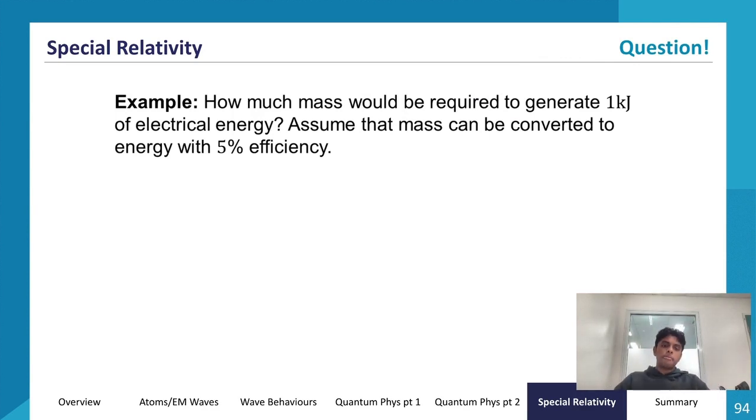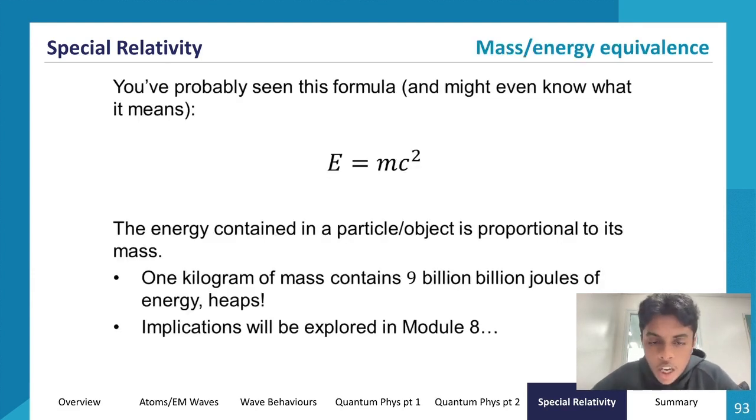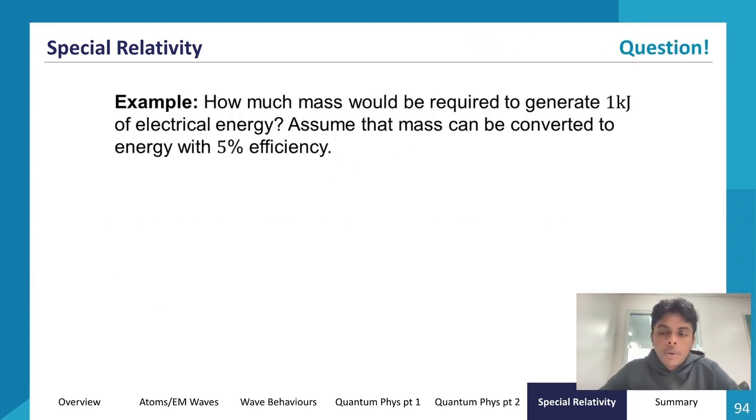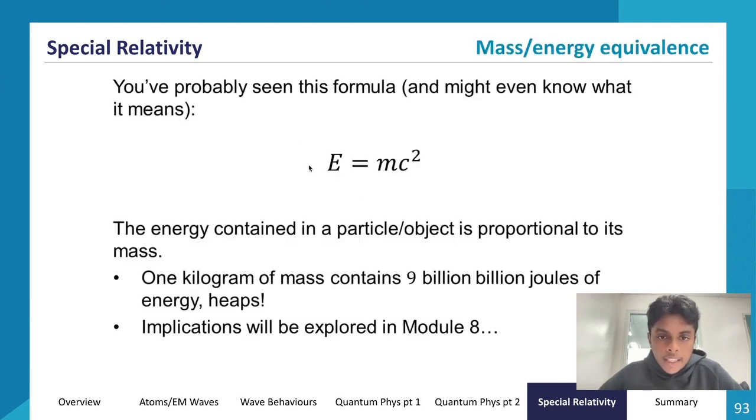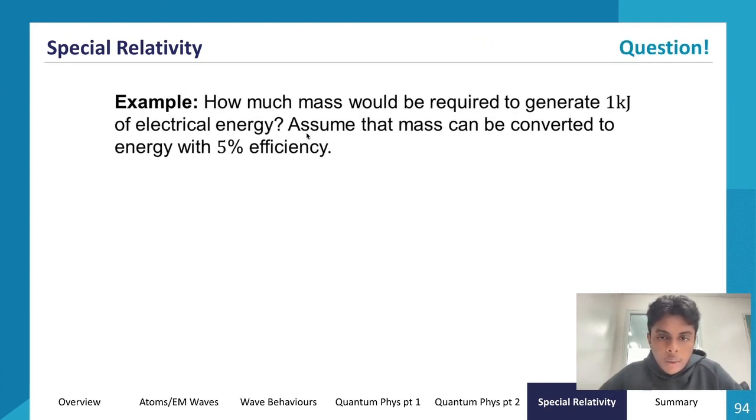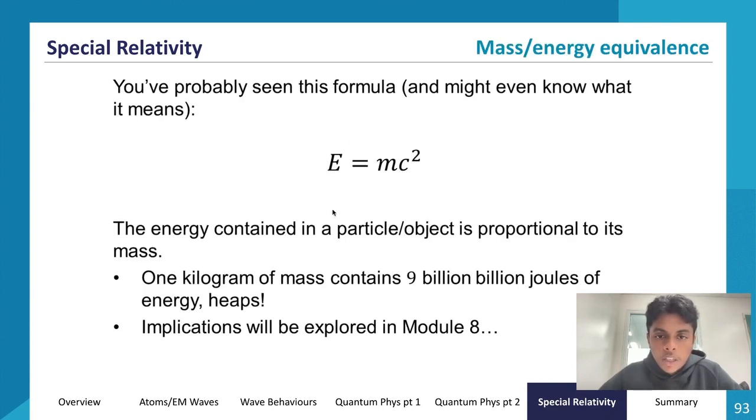Quick question now. How much mass is required to generate 1 kilojoule of electrical energy, assuming the mass can be converted to energy with 5% efficiency? We need to look back at the equation E equals mc squared. What do they want us to do? They give us E, 1 kilojoule, and they want to find the mass that can be converted to energy with 5% efficiency to generate 1 kilojoule.